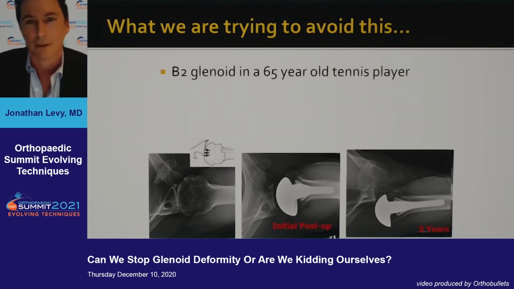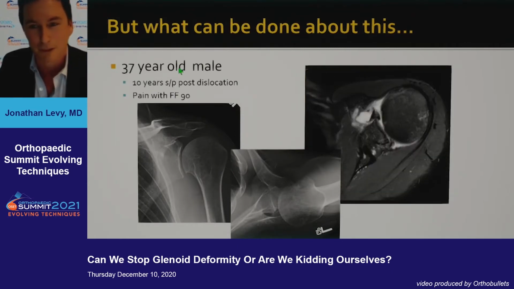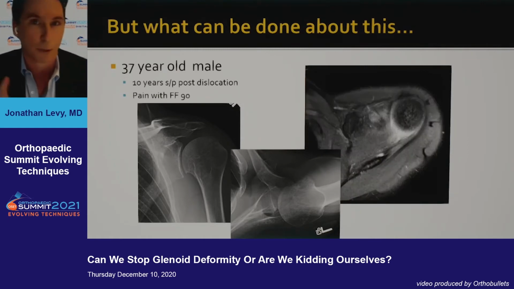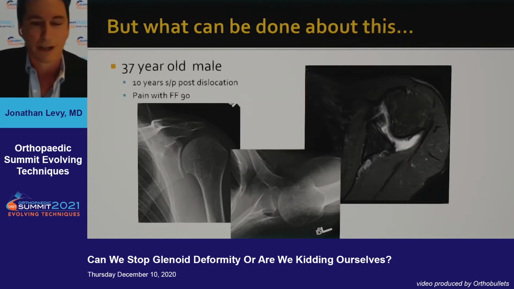I think patients are often going out the back functionally, like they have been for many years as they've eroded their glenoids, because that's the pattern of their muscle memory. So take this case, a 37-year-old male, 10 years after a posterior dislocation. So he had an instability event. He has pain with forward elevation of 90 degrees. He needs something done. He's failed non-surgical treatment.